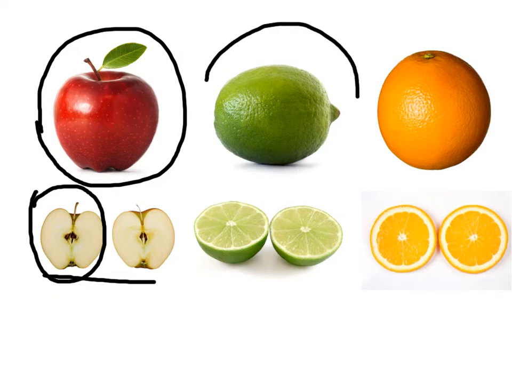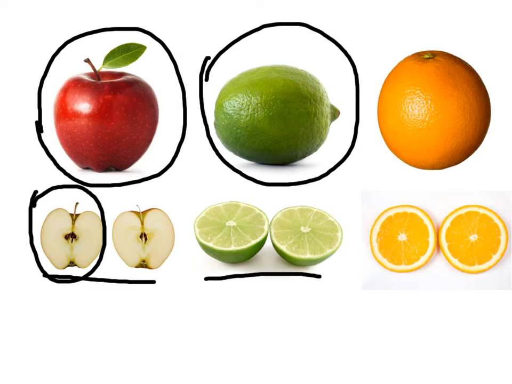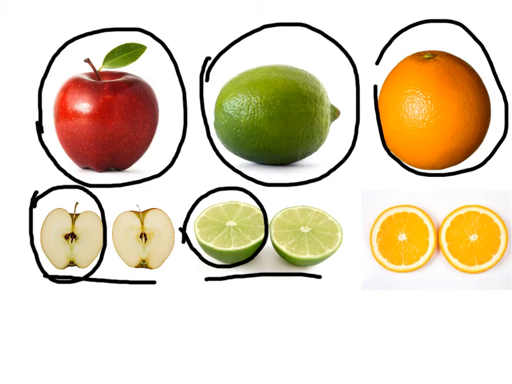Next, here is a lime. There's one whole lime there. And if I cut that lime in half, it would look something like this. Two equal parts. Now remember, one of those equal parts is considered to be 1/2. So there's 1/2 of a lime. Here is my final fruit. One whole juicy orange. And if I cut that orange in half, I would get two parts of that orange, and one part of that orange would be considered 1/2 of the orange.